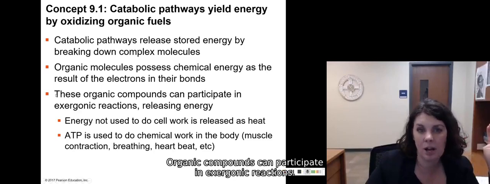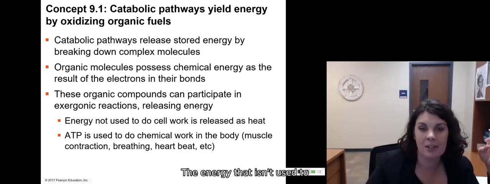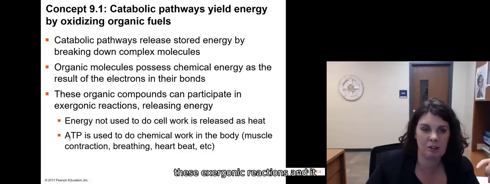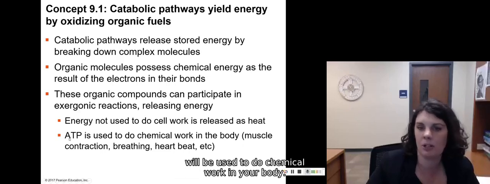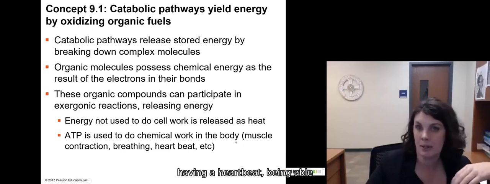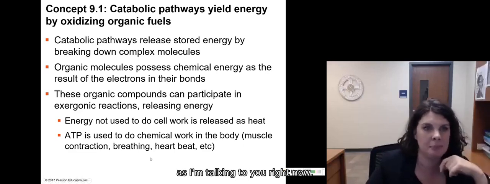Organic compounds can participate in exergonic reactions. Exergonic reactions release energy. And then the energy that isn't used to do cell work is released as heat. And ATP is going to be built through these exergonic reactions, and it will be used to do chemical work in your body. So things like your muscles moving, breathing, having a heartbeat, being able to process the information as I'm talking to you right now.